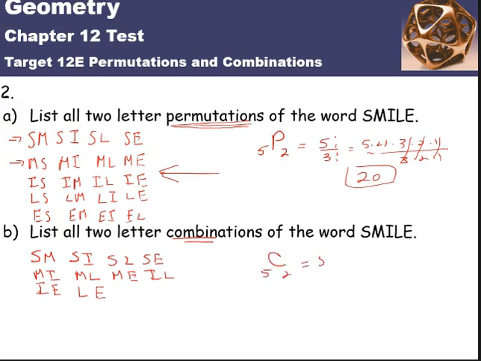Now, if you notice, this is a combination, order doesn't matter. So 5 choose 2 is 5 factorial over 3 factorial and 2 factorial. So 5, 4, 3, 2, 1 over 3, 2, 1 and the 2, 1. So I get 20 divided by 2, which is 10. And if you count those up there, 4, 3, 2, and 1 is 10.